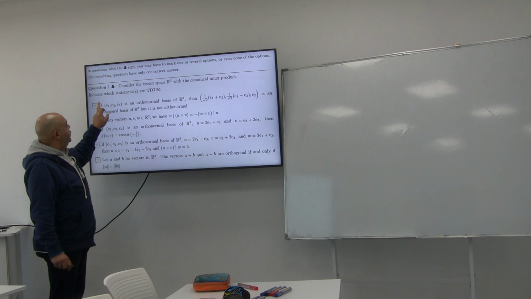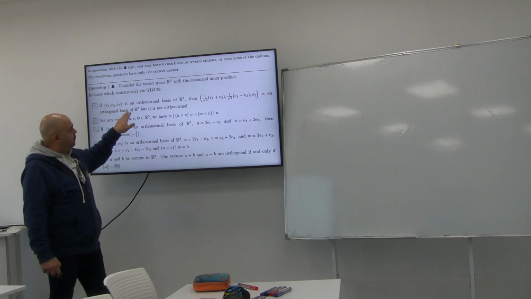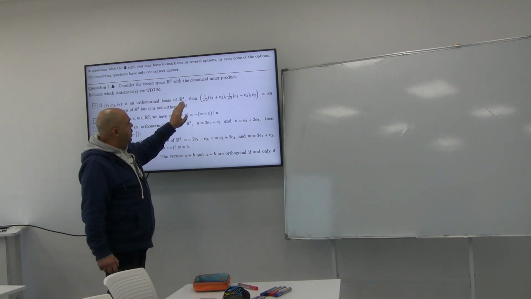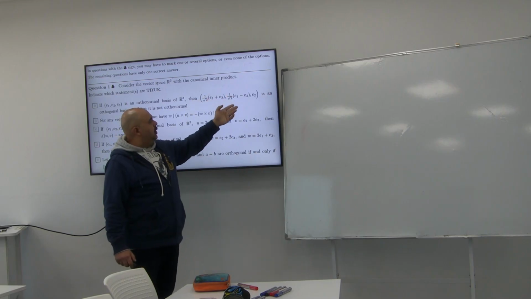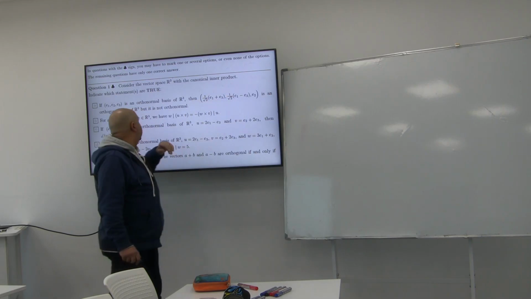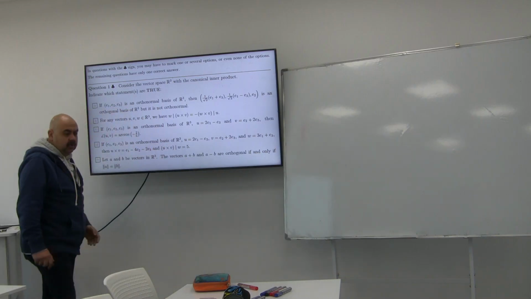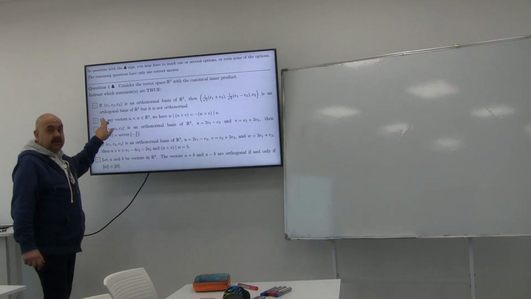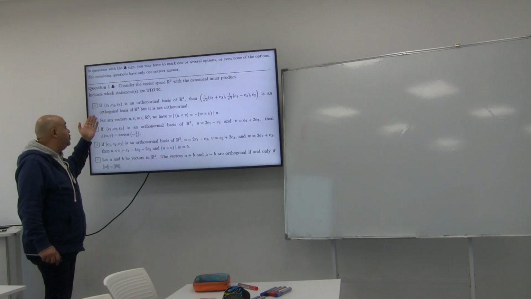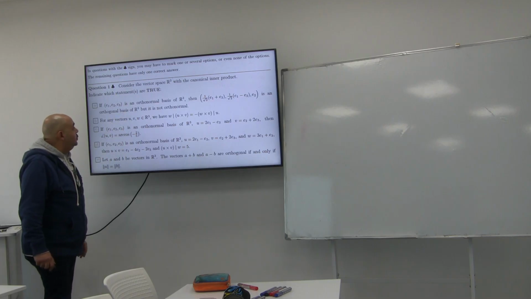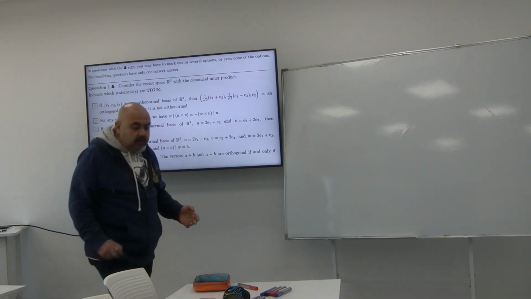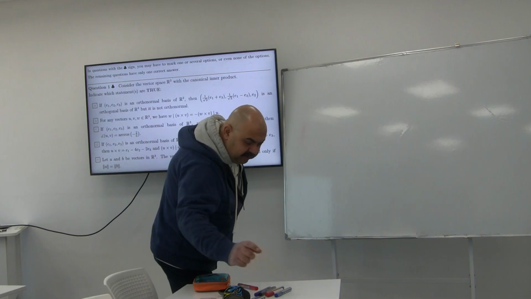So if E1, E2, E3 is an orthonormal basis of R3, then 1 over root 2 (E1 plus E3), 1 over root 2 (E1 minus E3), and E2 is an orthogonal basis of R3. So he just wants you to check if it is orthogonal and also a basis. Be careful with the word basis. But it is not orthonormal. So let's check that. This is really very simple.